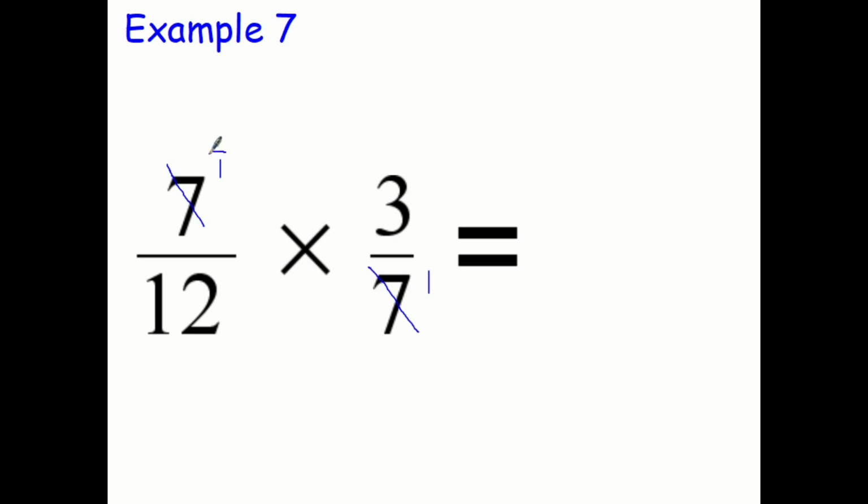So now I can just do 1 multiplied by 3, which gives me 3. And I can do 12 multiplied by 1, which gives me 12. And then I can just simplify that to 1/4. I could also have cancelled a common factor here as well and made that 1, and 3 into 12 goes 4 times there. I could also have done it that way.